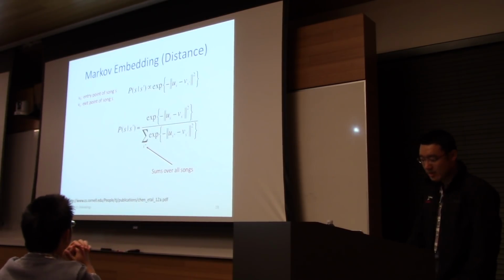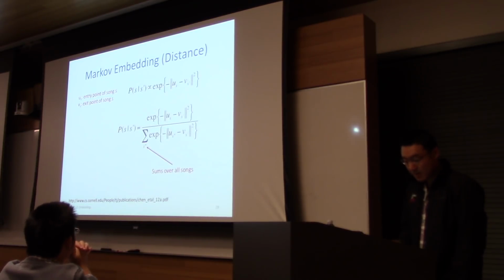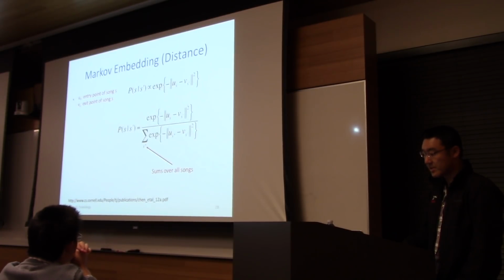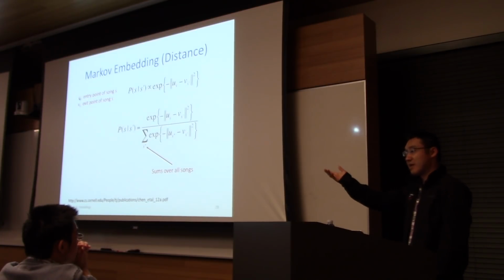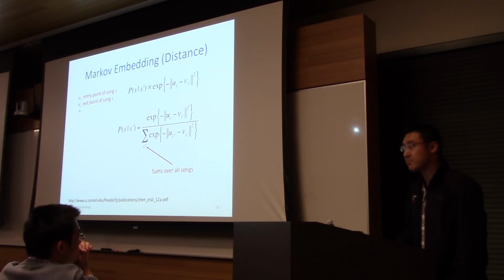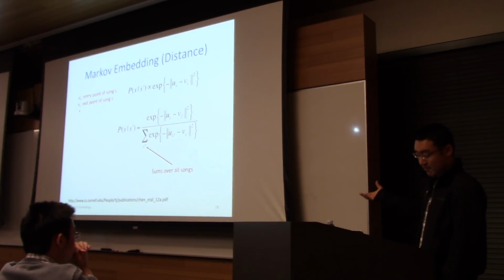Okay. So let's talk about Markov embeddings based on distances. So let U sub S be the entry point of a song, right? So this is the embedding. So U sub S is, let's say, a k-dimensional vector that corresponds to the entry point of a song, right? And let V sub S be a k-dimensional vector that corresponds to the exit point of that song, right?